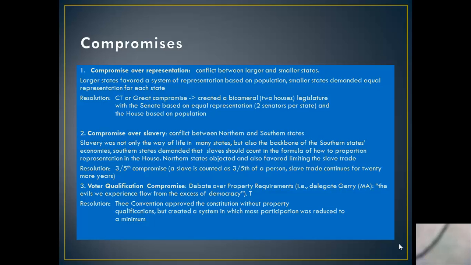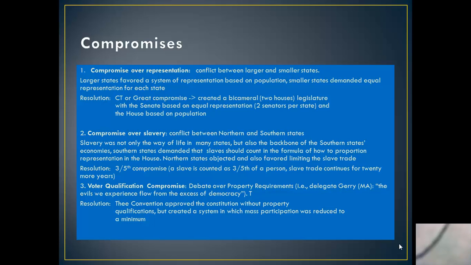What kind of system was created in Philadelphia? Let's look at the compromises made. If you visit Constitution Hall in Philadelphia, your tour guide might make a big deal about the compromise over representation, sometimes also referred to as the Connecticut Compromise or the Great Compromise. This conflict was between the larger states and the smaller states.